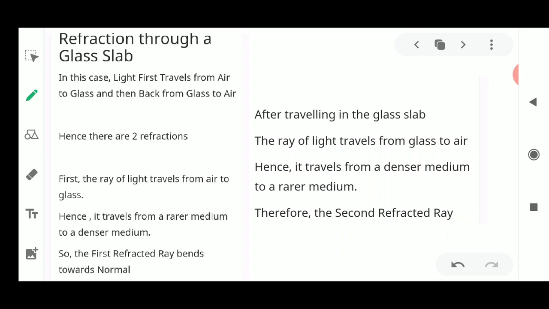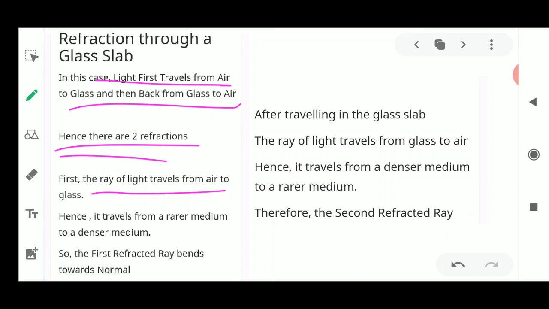In this case, the light first travels from air to glass and then back from glass to air. So there are two refractions, please remember. Why? Because firstly the light ray is traveling from air to glass, and hence it is traveling from rarer to denser medium. So please make sure that you know the meaning of optically denser medium and optically rarer medium very clearly before studying this.